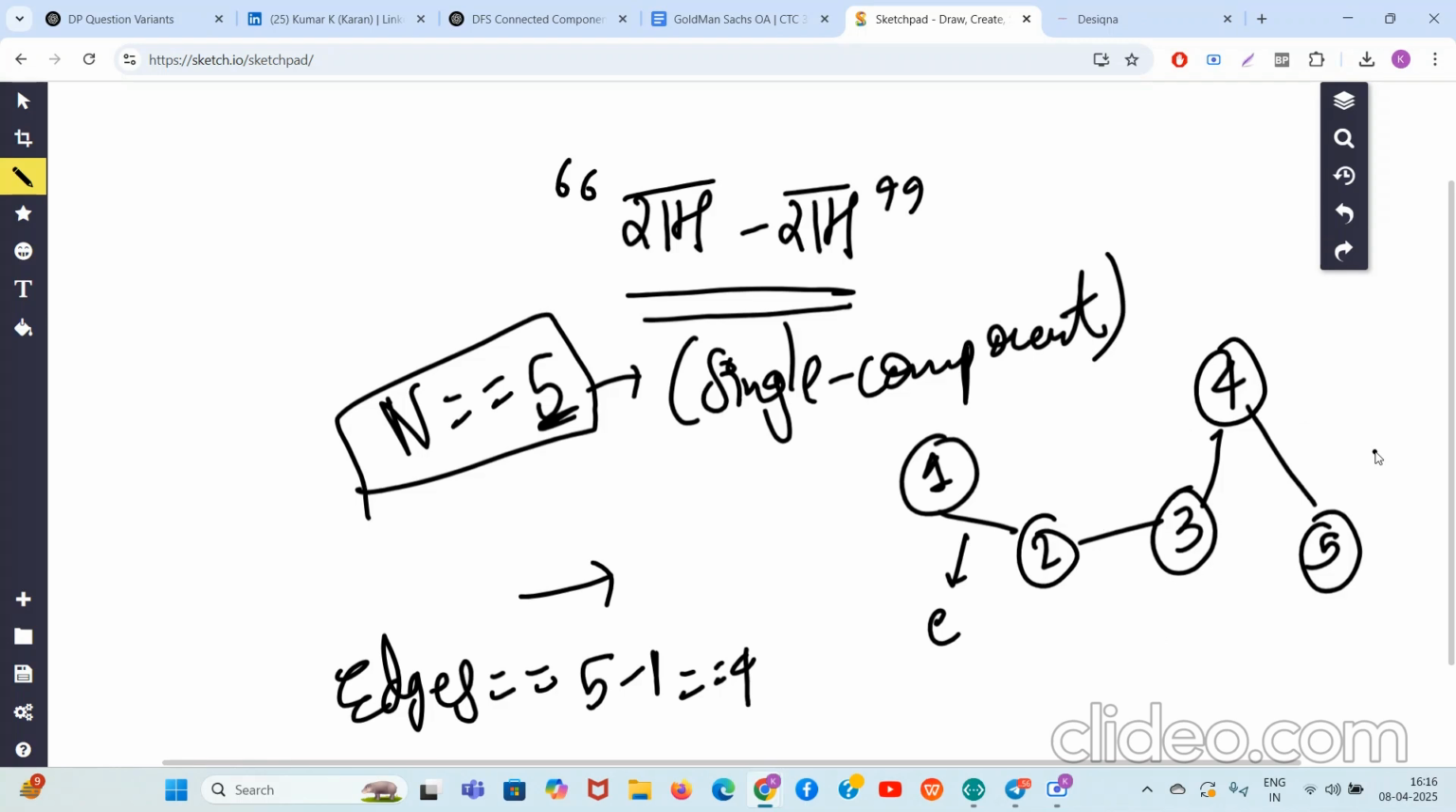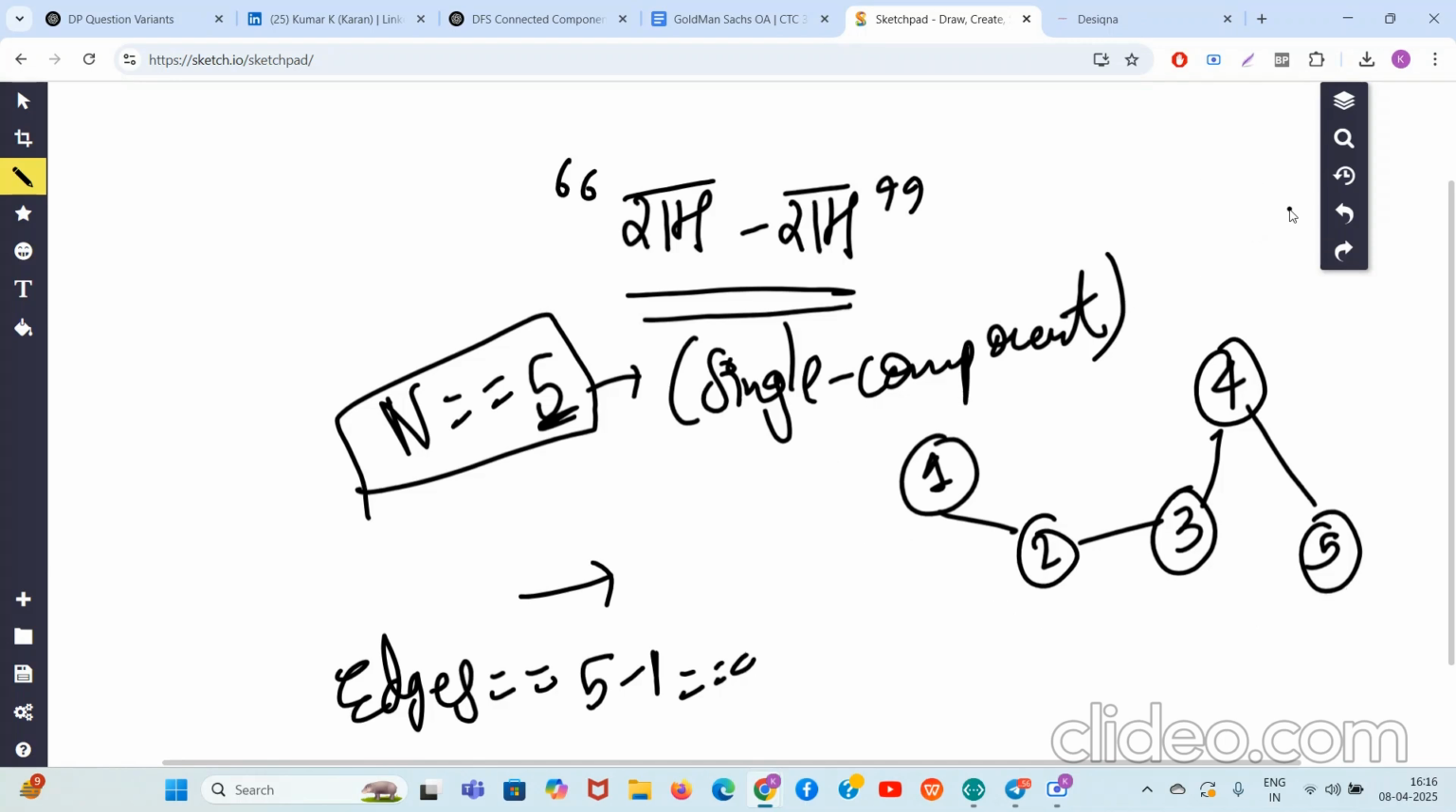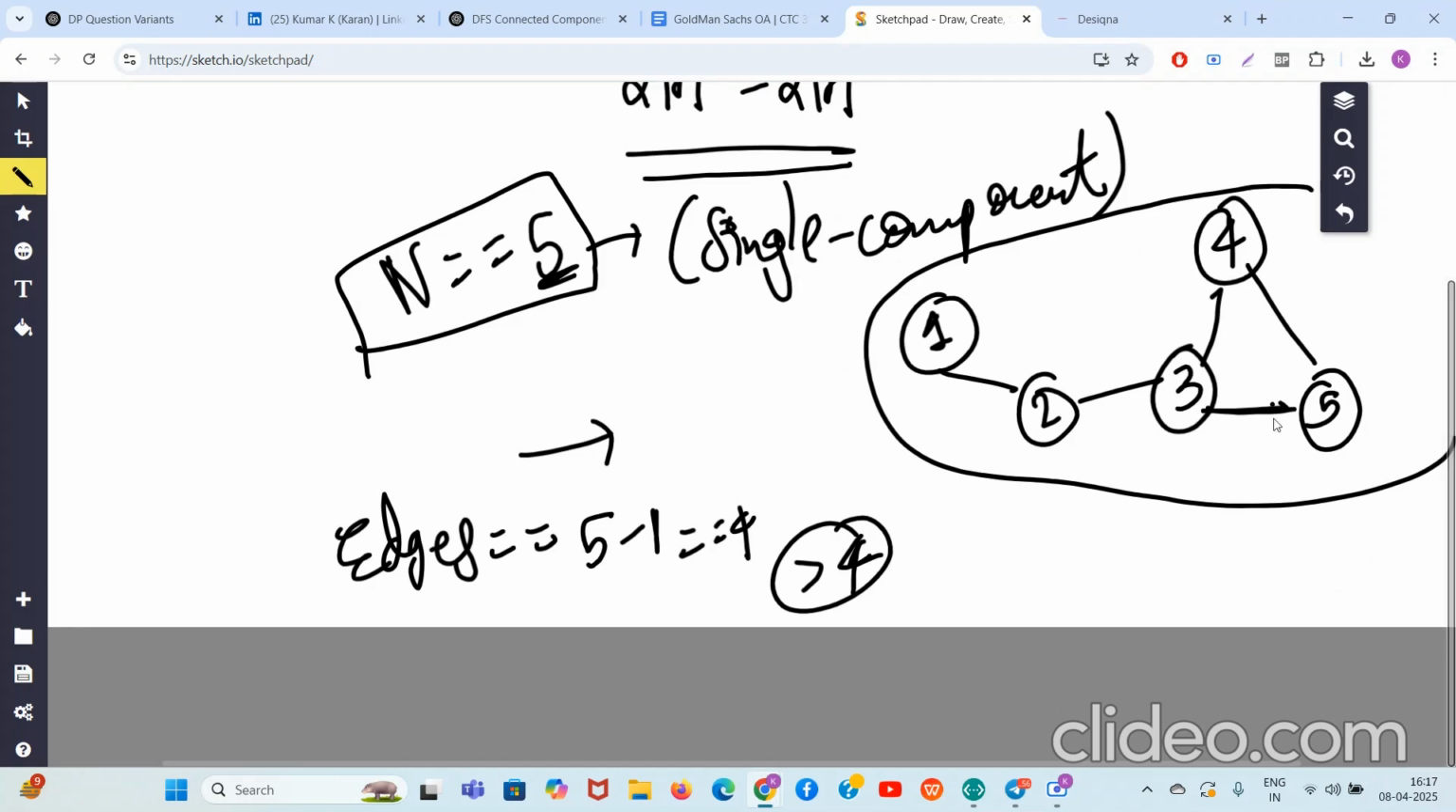Why is this a tree? Because there is no cycle. This is a single connected component and there is no cycle in it. But guys, if there are more than four edges, then there will be a cycle. So let's add any extra edge. Now how many edges are there? Now there are five edges.